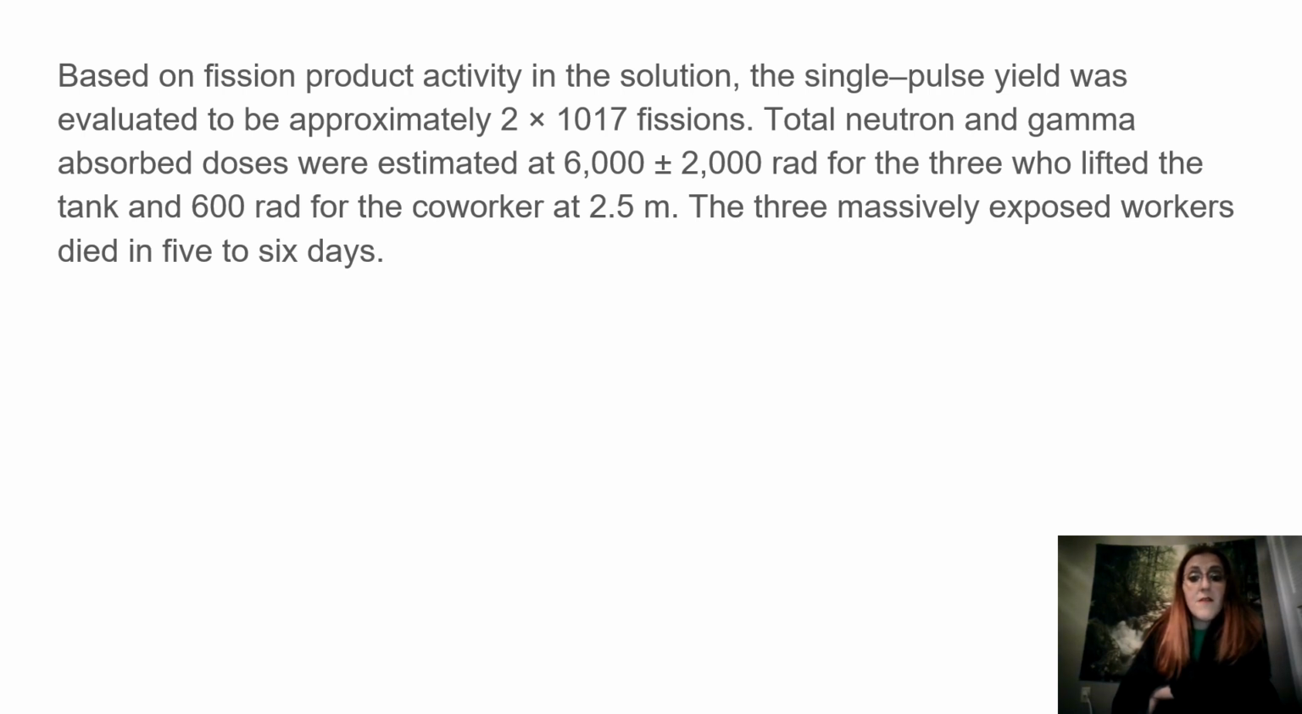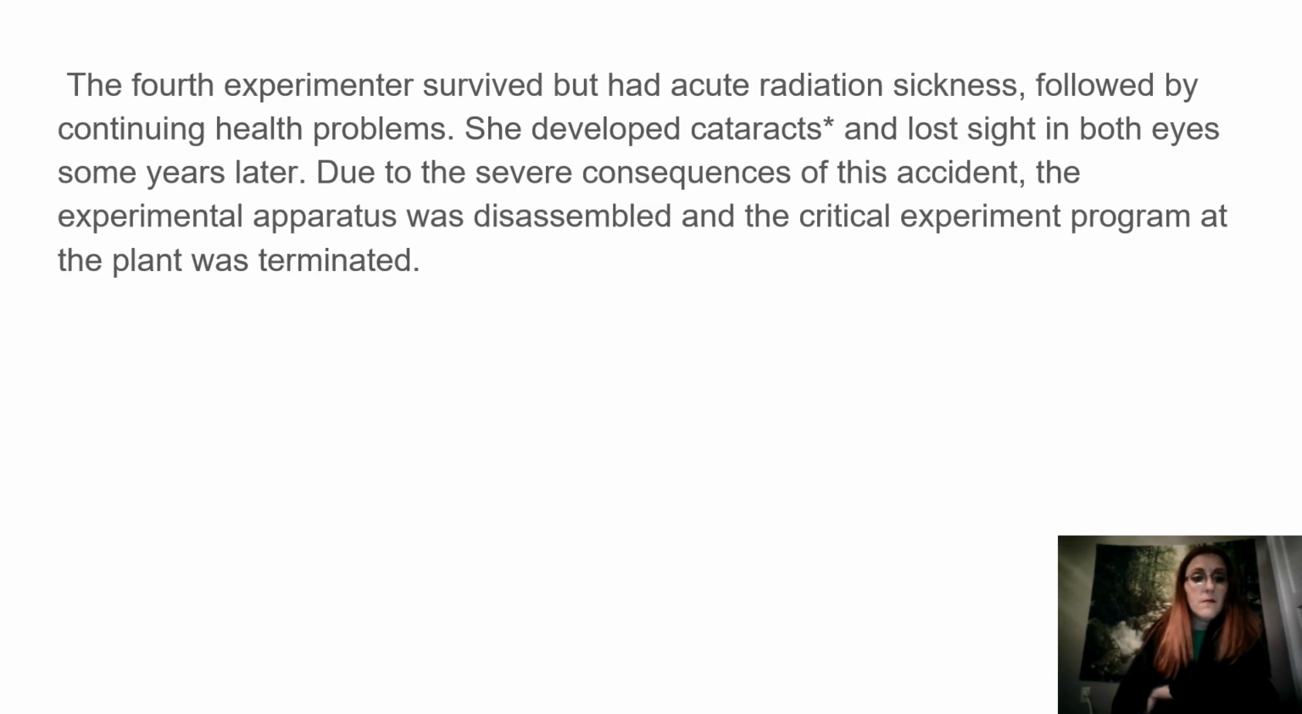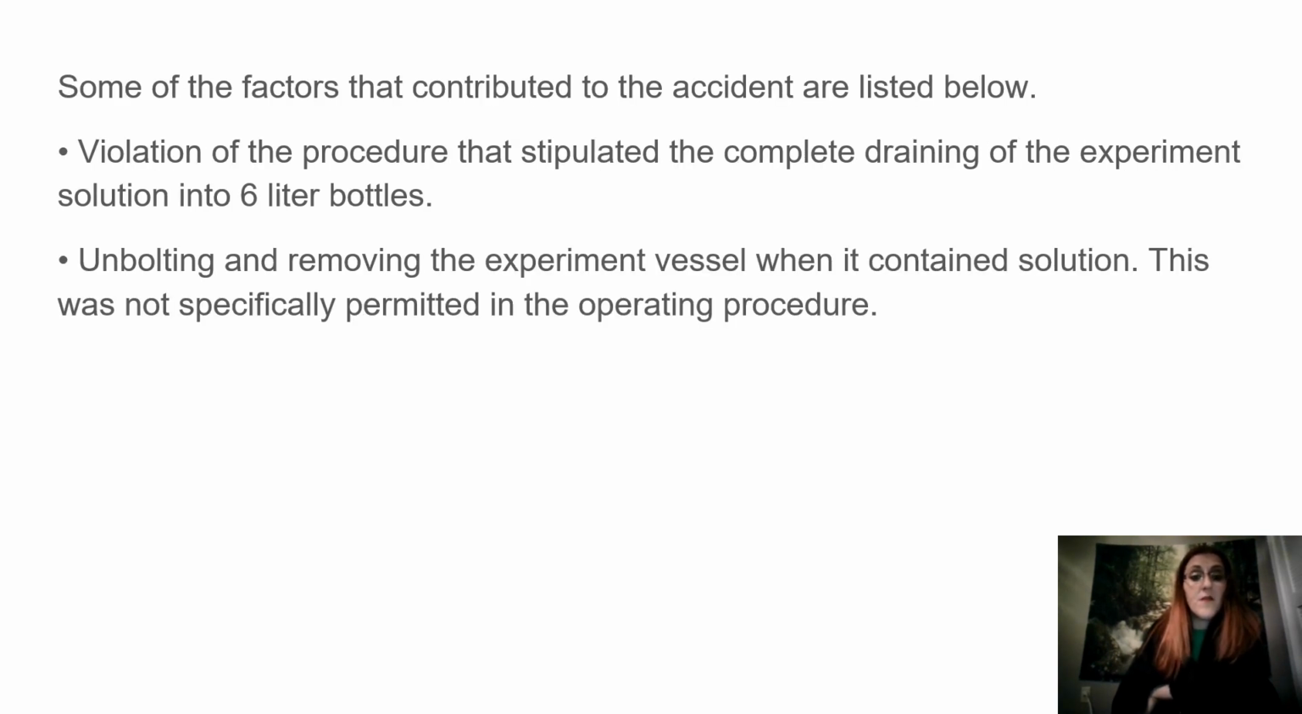The 3 massively exposed workers died in 5 to 6 days. The 4th experimenter survived but had acute radiation sickness, followed by continuing health problems. She developed cataracts and lost sight in both eyes some years later. Due to the severe consequences of this accident, the experimental apparatus was disassembled and the critical experiment program at the plant was terminated. Some of the factors that contributed to the accident are listed below.